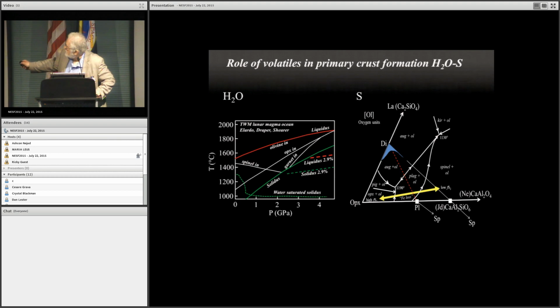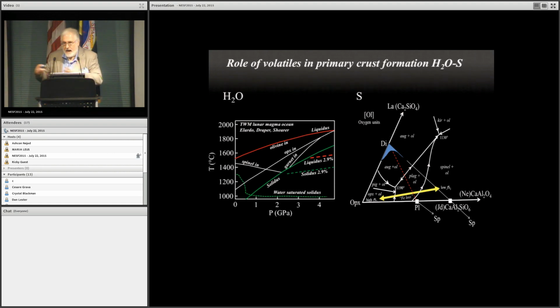And the liquidus, the dry liquidus, is shown right here, at fairly high temperature. The first phase to crystallize over a wide range of pressures in lunar composition, in lunar pressures, is olivine. And then this is the solidus, shown right here in green, with a variety of different phases crystallizing and stable between the liquidus and the solidus.